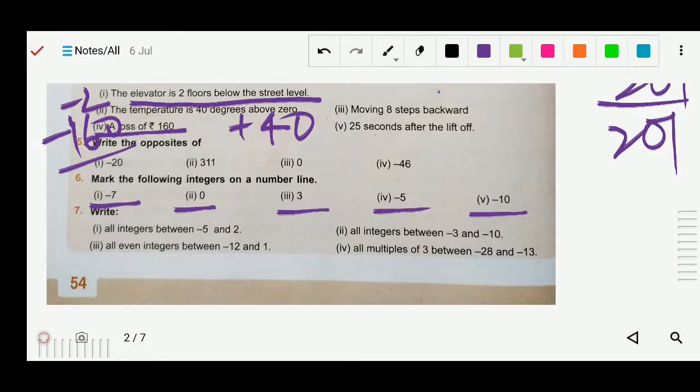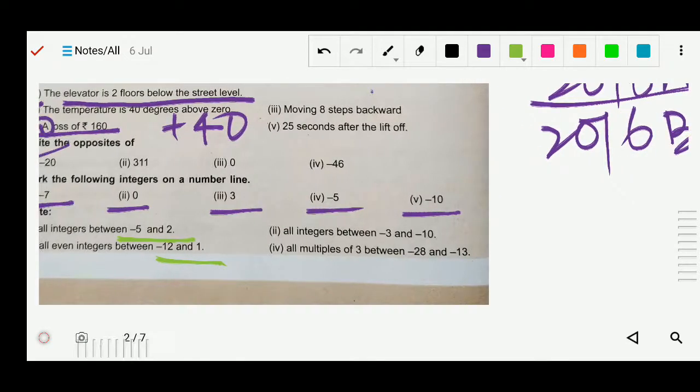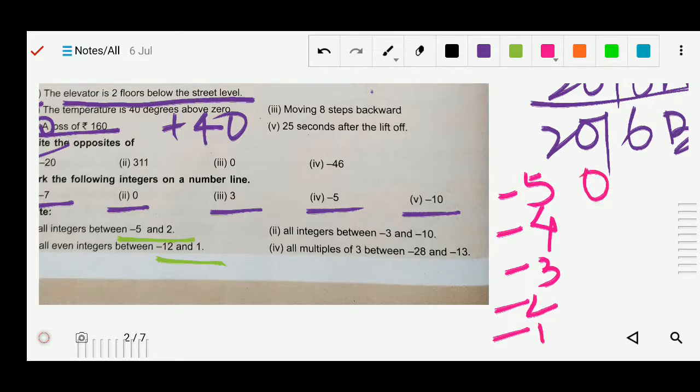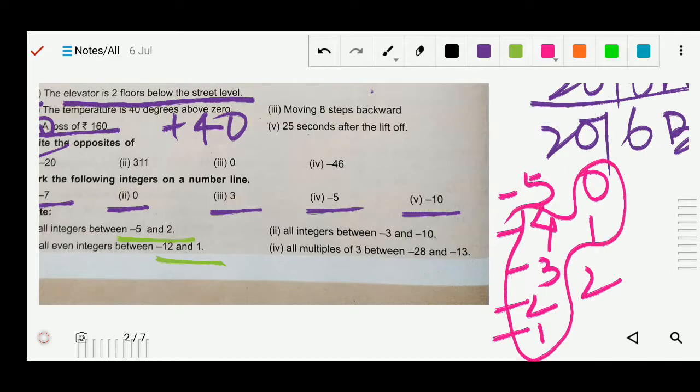Write all integers between minus 5 and 2. You have to draw the number line and count how many are coming, or simply you can do it like this. All integers between minus 5 and 2: minus 4, minus 3, minus 2, minus 1, then 0, then 1. These are the ones coming between, so you can count and write. So likewise you can do it.